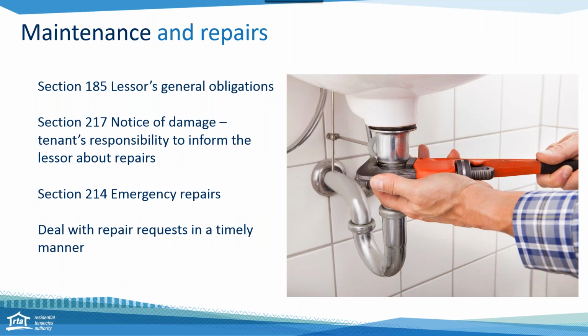For maintenance and repair, this is another area where the RTA sees disputes. So under section 185, the lessor's general obligations, the lessor is to ensure the premises are fit for the tenant to live in, not in breach of any health or safety issues, and also, while the tenancy continues, to maintain the premises.